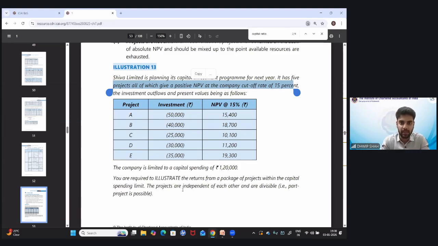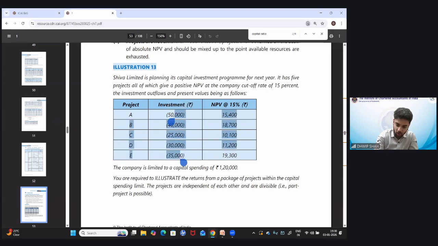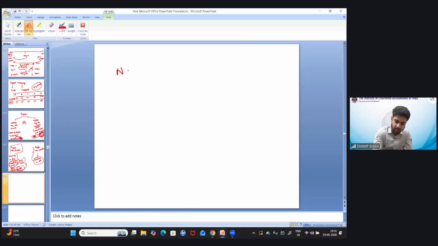The investment outflows and the present value being as follows. So this is the investment amount. Can I say these are all cash outflows? Yes or no? And this is NPV. This is not present value of cash inflows. This is directly the NPV figure. I hope you understand.